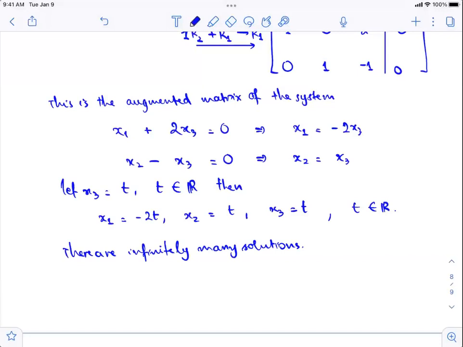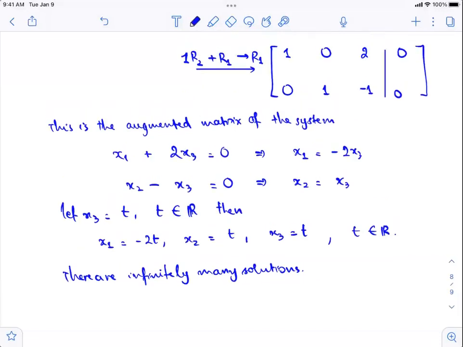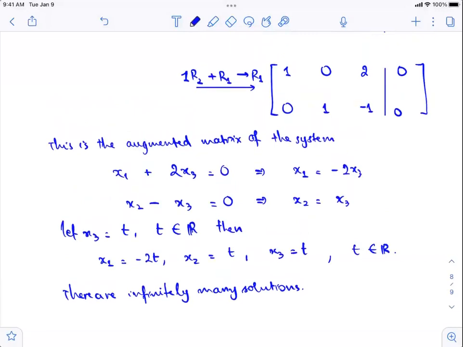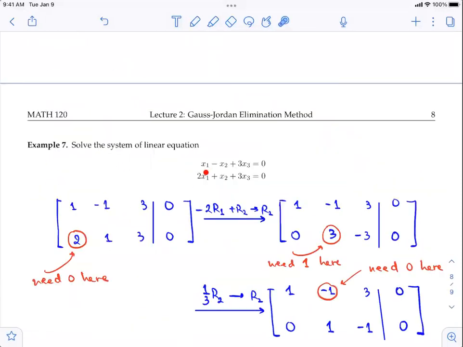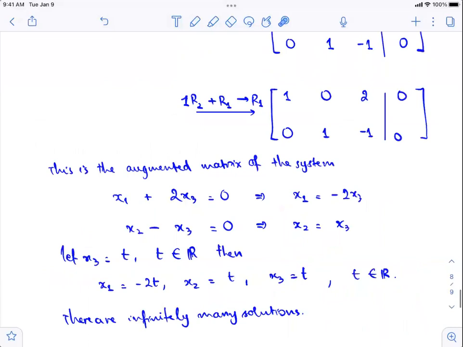Okay. And this example also shows that if the system has fewer equations than variables, then it must have infinitely many solutions. So you can see that there are 3 variables, x1, x2, x3, right? But there are only 2 equations, so therefore you automatically can say that there are infinitely many solutions. And this is how we obtain the solution set for the infinitely many solutions case.